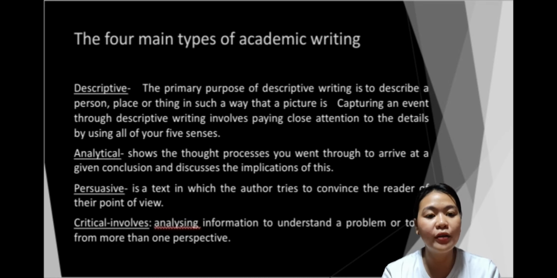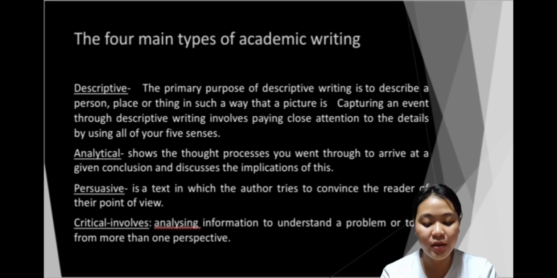So these are the four main types of academic writing. The first is descriptive. The primary purpose of descriptive writing is to describe a person, place, or thing in such a way that a picture is captured of an event.